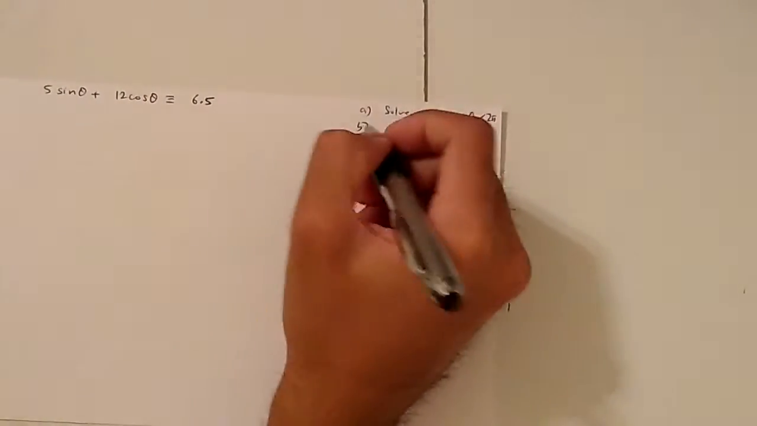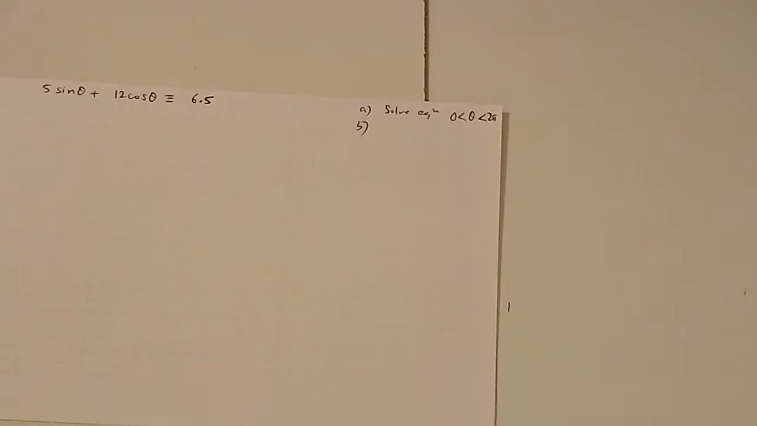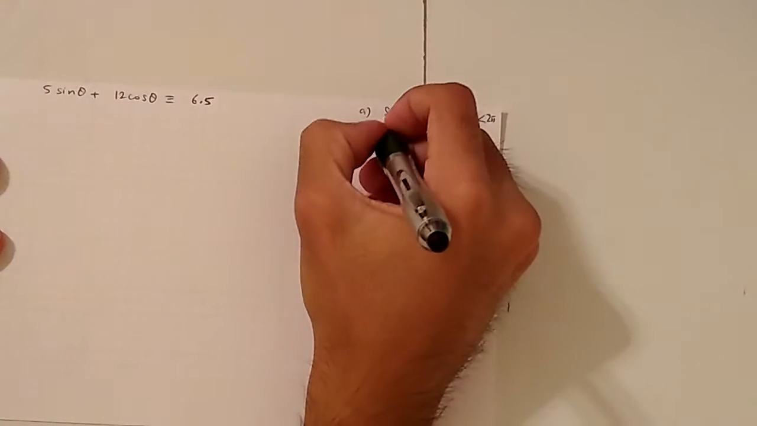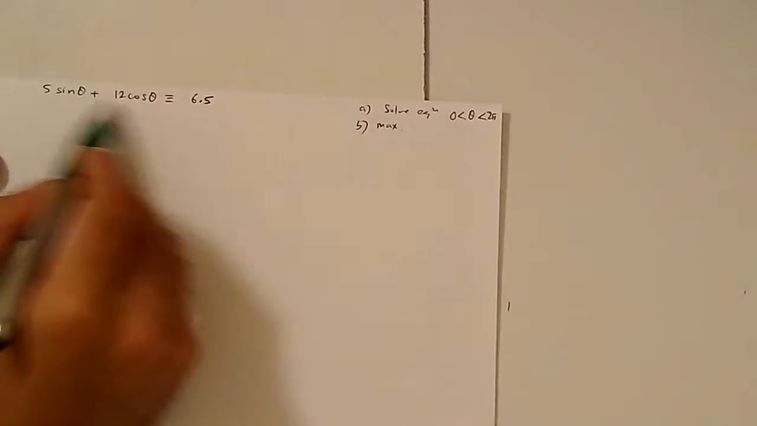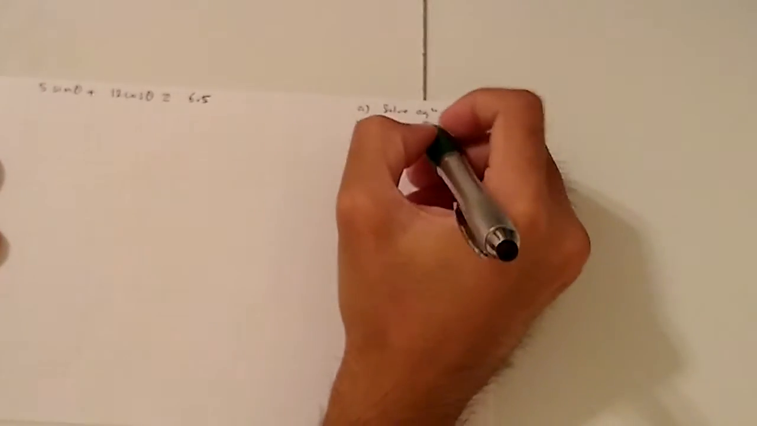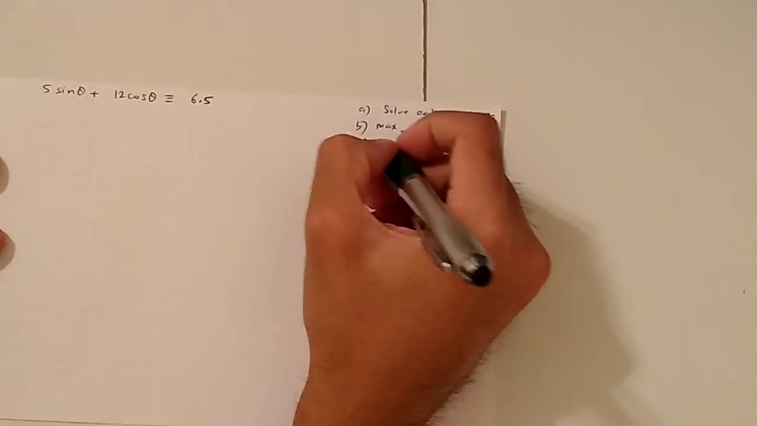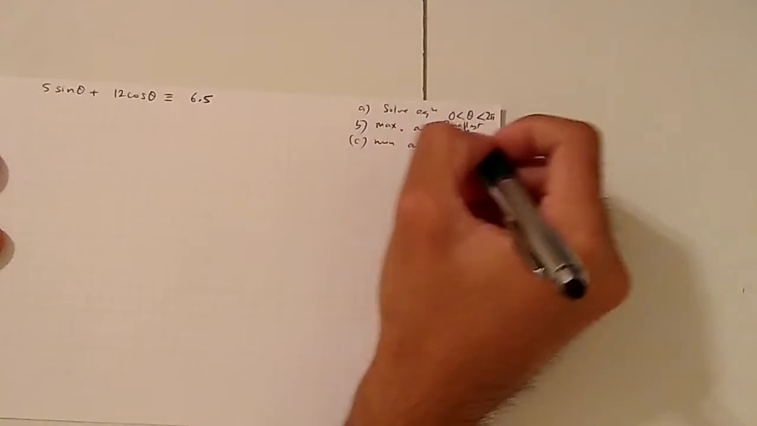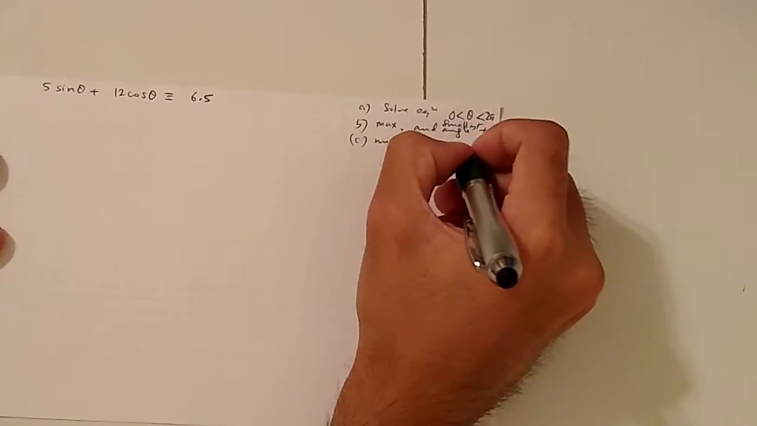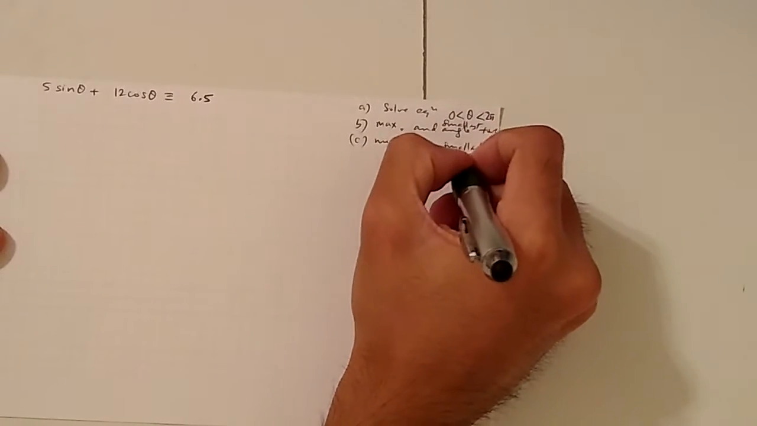Our second question is going to be to find the maximum value for this function, and the smallest angle for which this maximum value takes place. And a third question is going to be the minimum and the smallest positive angle that this minimum takes place for.